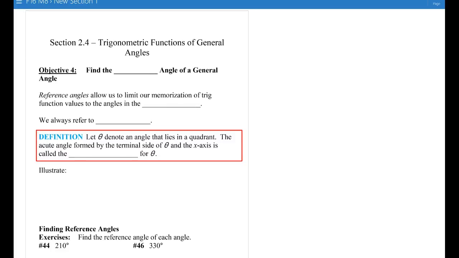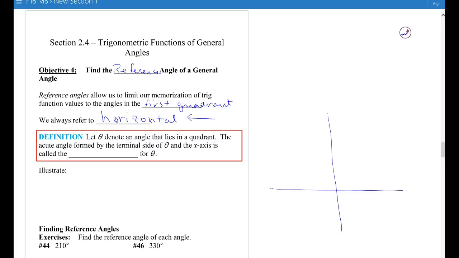And let's go on to objective 4, where we're finding the reference angle. So reference angles make it so that we can just memorize the trig function values for the angles in the first quadrant. And then we use what we just did previously to figure out whether it's positive or negative. And we always refer to horizontal. So that's a huge idea in trigonometry. Always refer to horizontal.